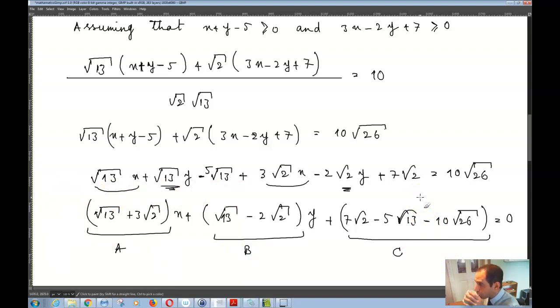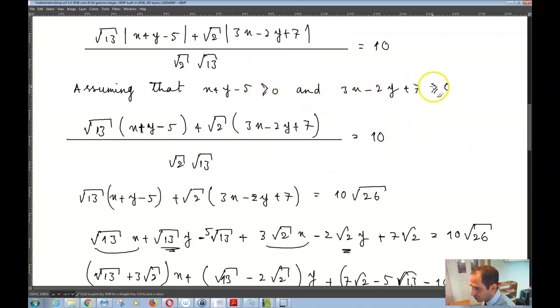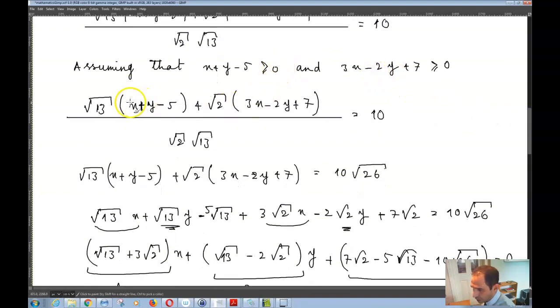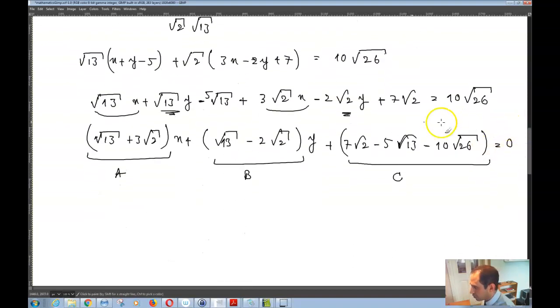And of course, over here we made the assumption that these two expressions were greater than or equal to zero. You can also make the assumption that these expressions are less than zero, and then you should write the negative of this whole expression, meaning that, for example, this becomes negative x negative y plus 5, or this would be negative 3x plus 2y minus 7, and then the whole expression will change a little bit as far as the signs are concerned, and then you would get some expression like this. And in that case too, you would realize that the point is actually moving on a straight line. So you would find actually two different straight lines.